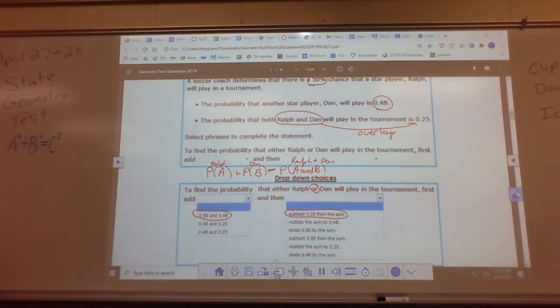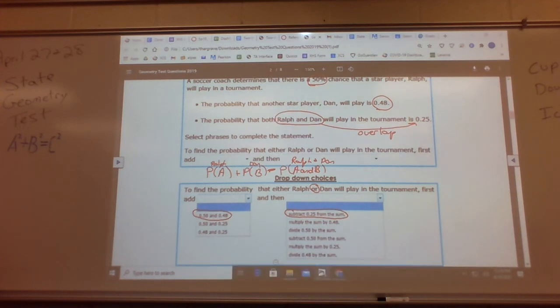Because remember the probability, and we did this last week, like Wednesday, Thursday last week. If it's an or, you add. If it's an or with overlap, you've got to get rid of where the two things are together, because you don't want to count them twice. So right now, between 0.5 and 0.48, some things got counted twice. So I had to get rid of the times that they might be counted twice, which was the Ralph and Dan. So that's the 0.25.